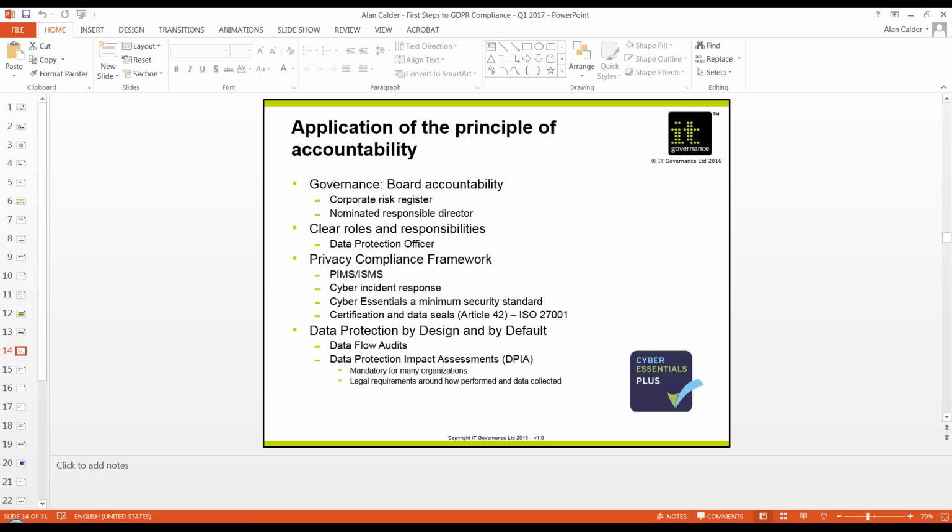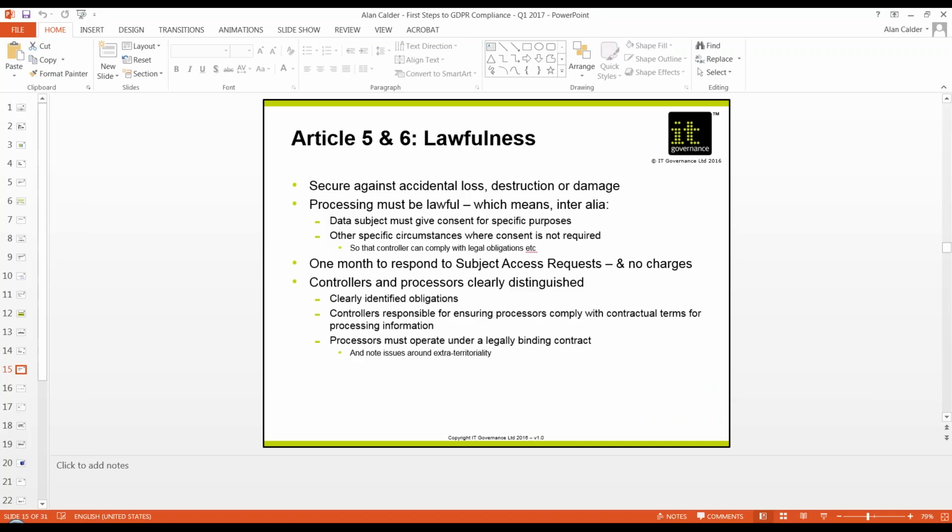So data privacy impact assessments, which are mandatory for organizations processing large volumes of data, and good practice for all other organizations, are a way of making sure that for a data flow you've identified where a breach might be so that you can put in place appropriate controls. So if you're processing personal information lawfully, you've got consent from a data subject for specific purposes. There are some circumstances where consent is not required, and that's where there is a legal obligation on the data controller to do something, or it's in the data subject's best interest.